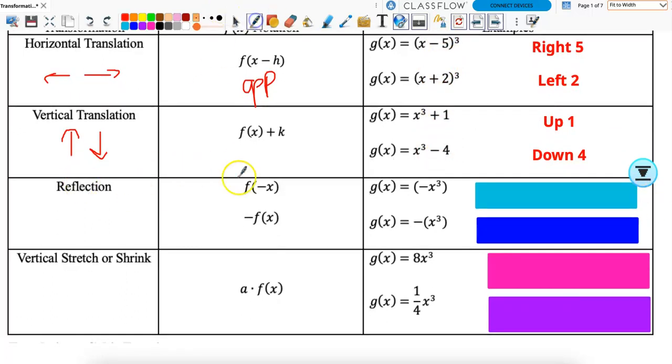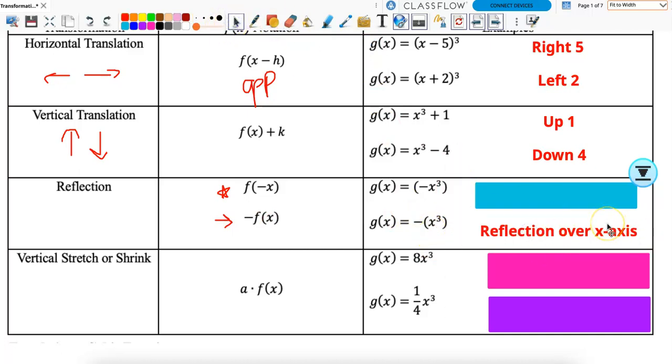Reflection, we have not talked about this one before. We have talked about putting a negative in the front. If you put a negative in the front, we know that flips it, or reflects it, over the x-axis. Now we've covered that, but this part was a little bit new. If you put a negative inside your parentheses, that's going to reflect it over the y-axis. Graphically, these look the exact same, and I will show you.